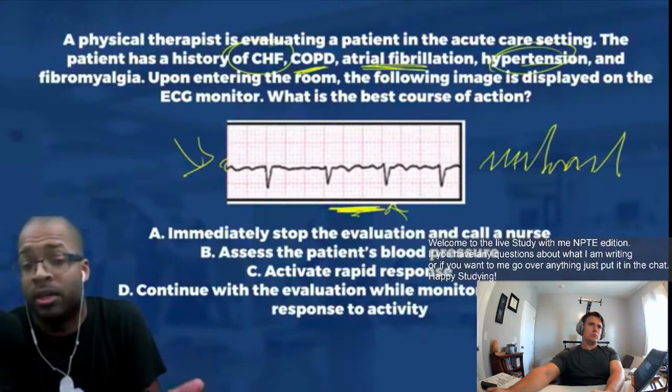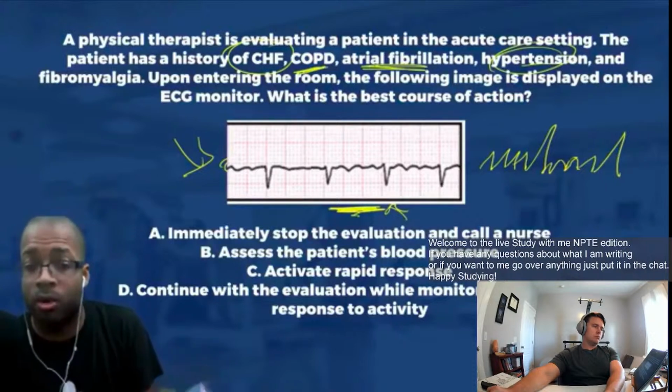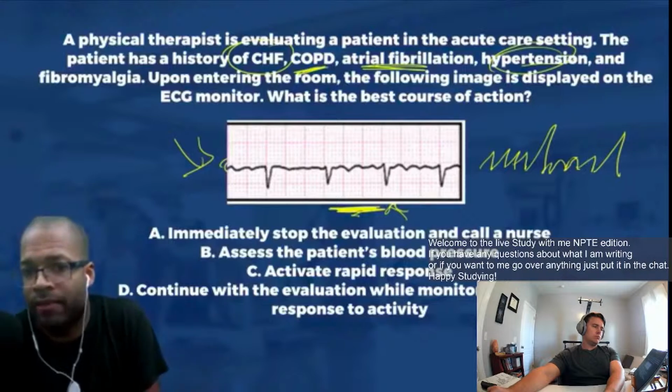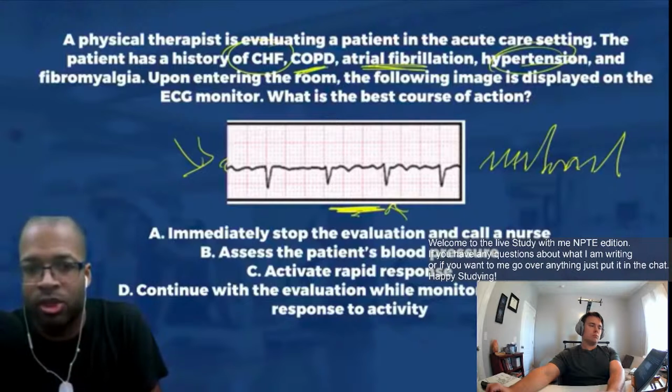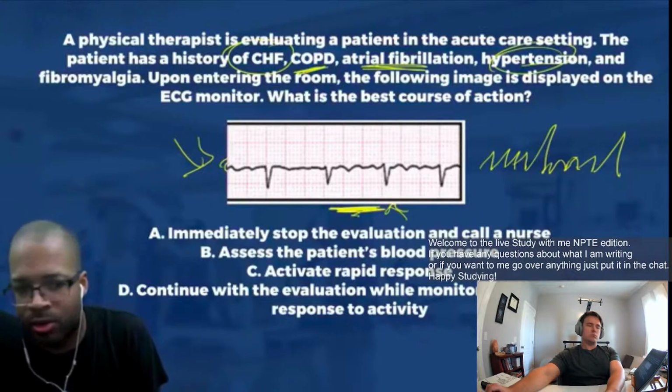If this was the first time this patient had ever showed up with atrial fib, then I'd be like, all right, hold on a minute, we need to see what's going on, we need to stop. But right now, the patient has a history of atrial fib. I'm seeing it on the ECG. Why stop the eval? Why contact the nurse? There's just not a definitive reason why I would do that. I don't like A. I don't think that's the best course of action at this point.